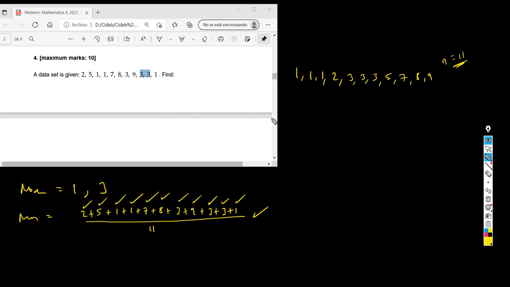So the median is the one right in the middle, which is this one. This number divides my whole data set into two equal parts: 5 values on the one side, 5 values on the other side. Thus, the median is 3.